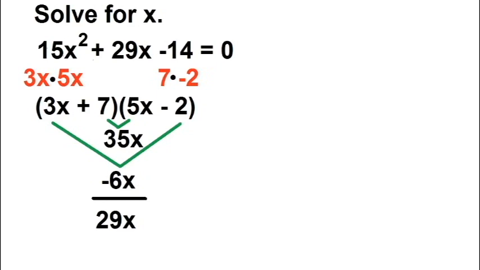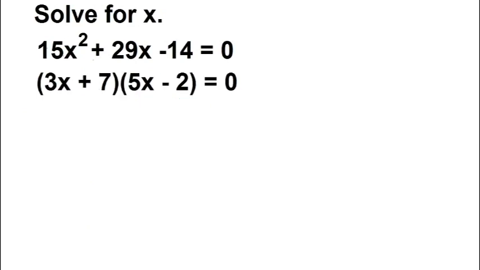To check, find the sum of the product of the inner terms and the outer terms. 7 times 5x is 35x. 3x times negative 2 is negative 6x. 35x plus negative 6x equals 29x. Yes, the factors are 3x plus 7 and 5x minus 2.